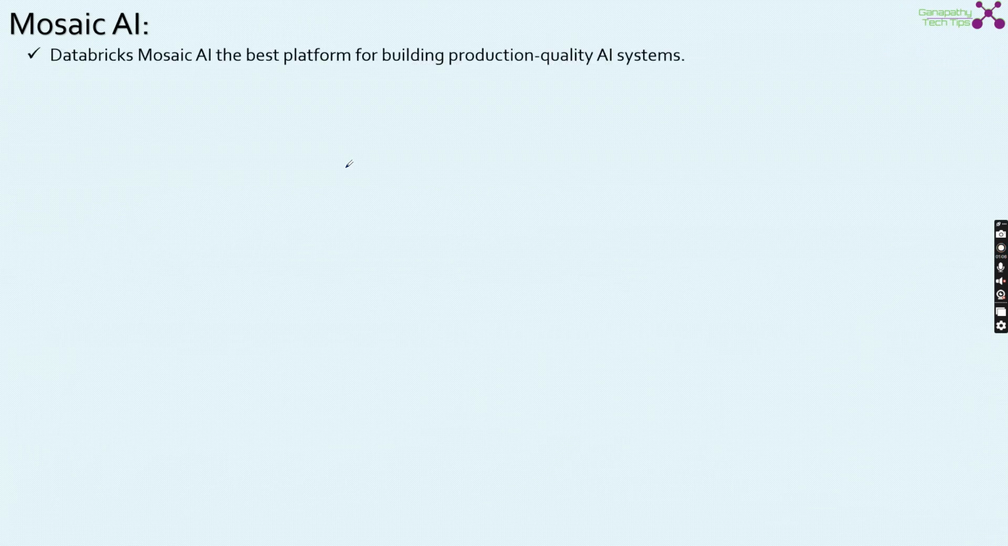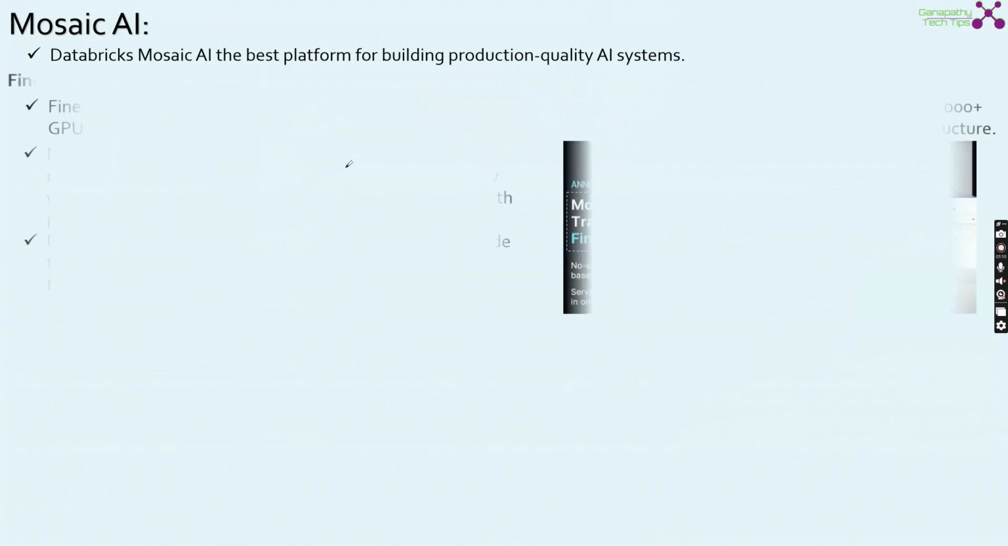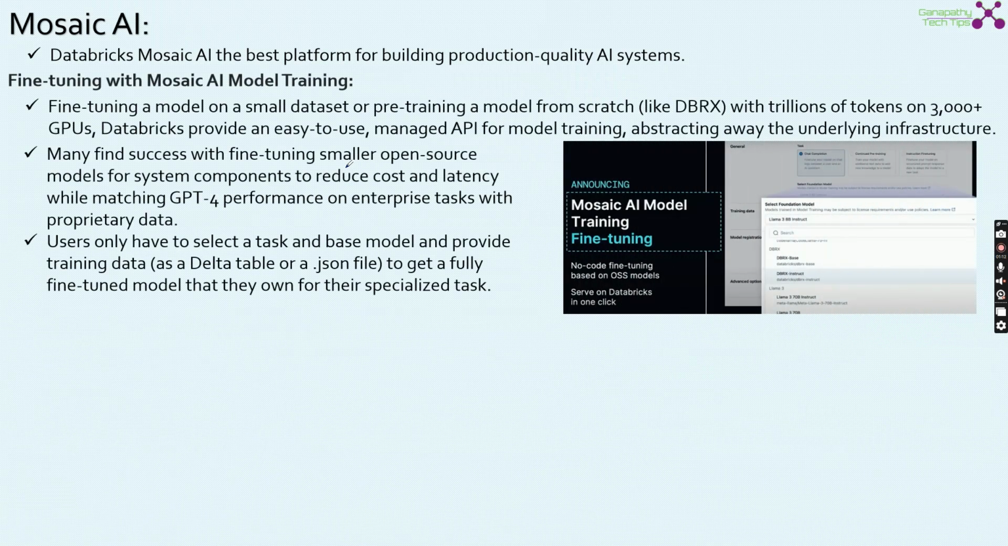Moving on, we are going to discuss about Mosaic AI. Mosaic AI is another company which Databricks ventured with last year, and they are trying to build all their native generative AI based ecosystem using the Mosaic AI. So Mosaic AI is the best platform for building production quality AI systems. So on that respect, they introduced a lot of new features during this summit.